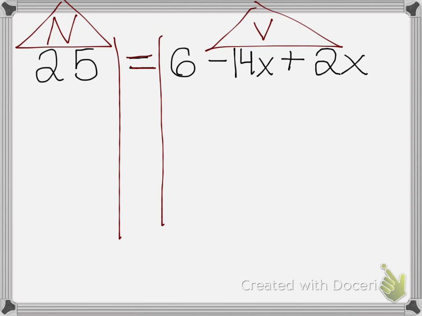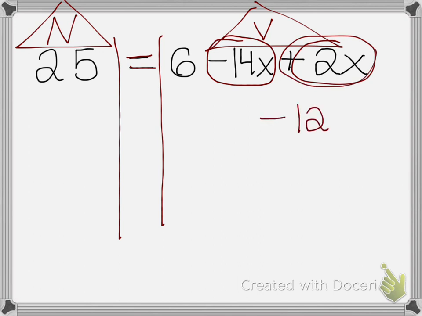All right. Question: is there any like terms I can combine in either one of the houses? Yep, I can combine like terms in the variable house. I can combine negative 14x and positive 2x. When I add those together, I will get negative 12x. And I'll just go ahead and bring everything else straight down.